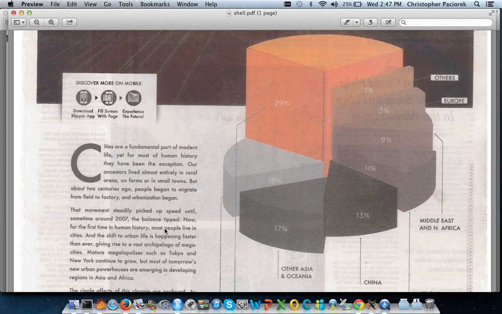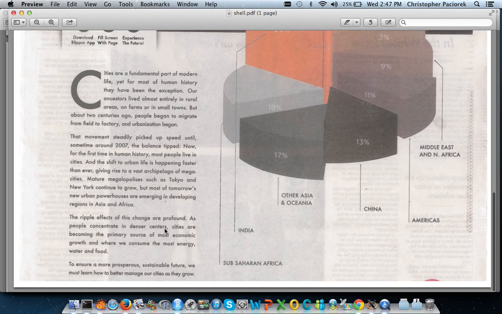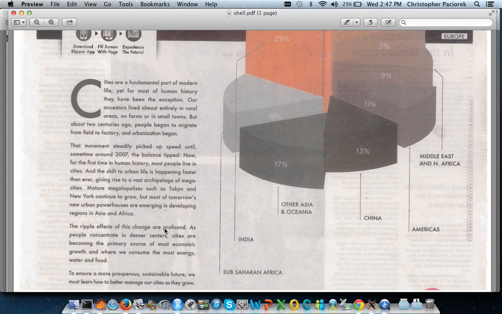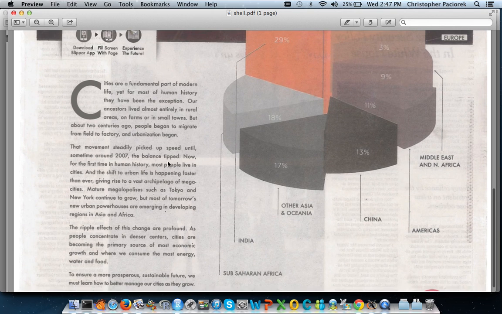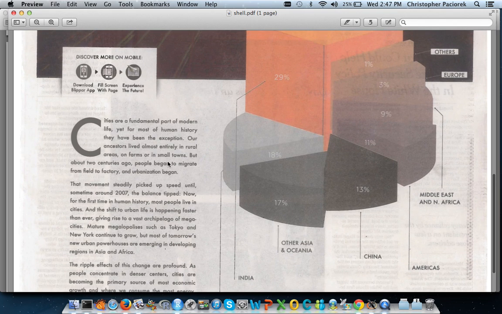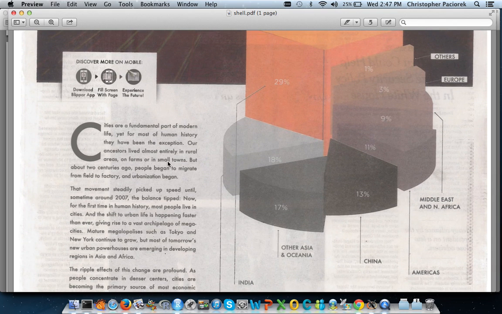Is there some bottom text? I don't think there's much down here. It's just indicating which of the different regions. So Sub-Saharan Africa and India sort of fall off the page here.